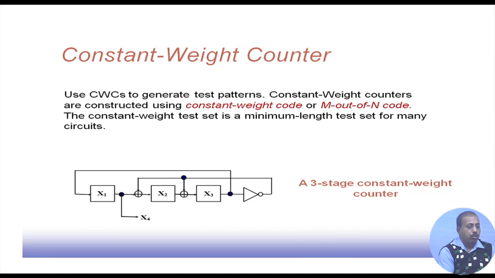Another possibility is a constant weight counter. This uses an m out of n code, so whatever code patterns are generated follow this, that is, out of n positions, m positions are set. This comes from coding theory; we will not go into the details of that, but it can be generated by LFSRs. So out of n positions, as you pick up any m positions, it will generate a pseudo exhaustive pattern there, an exhaustive pattern for those m cells. So this can also be used for test pattern generation.